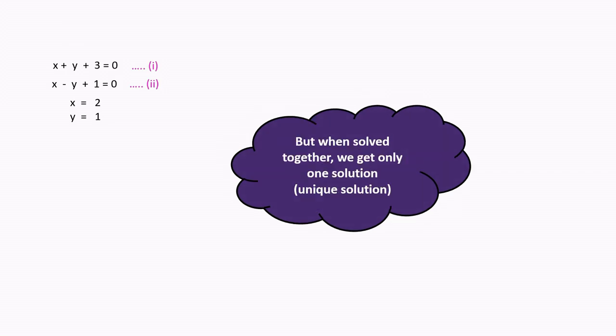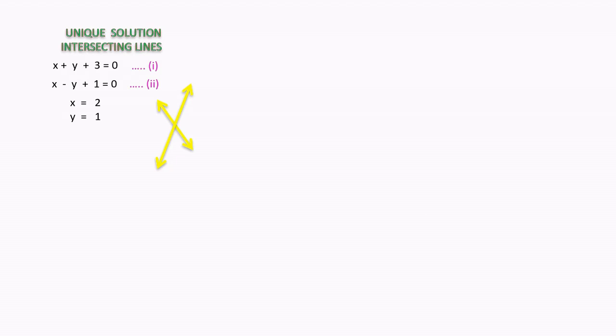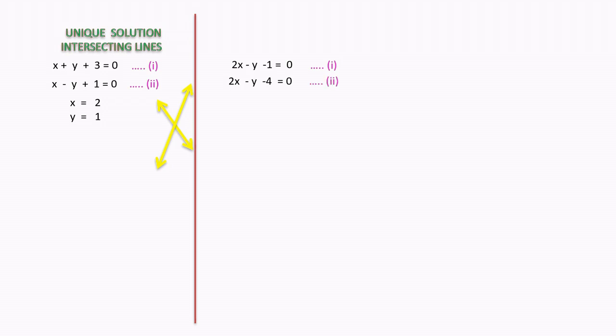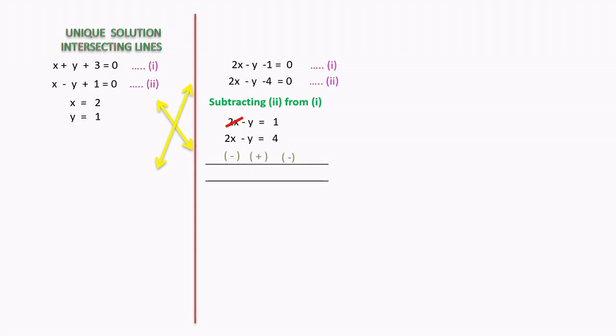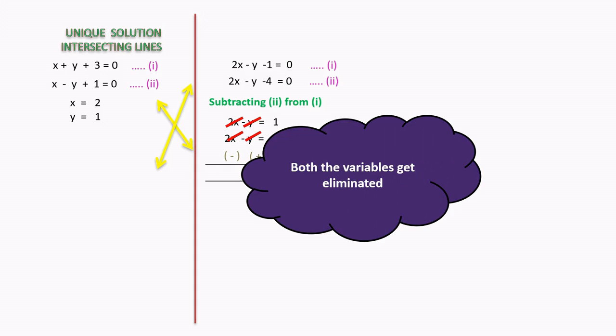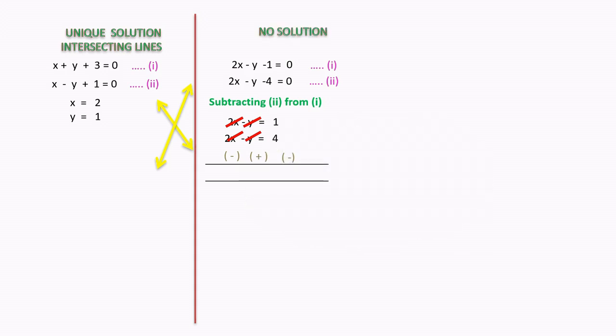Now, let us look at another example. Consider the equations 2x minus y minus 1 equals 0 and 2x minus y minus 4 equals 0. If we try solving these equations, both variables get eliminated and we are left with a statement like 3 equals 0, which is not true. This means there is no solution. Graphically, these lines are parallel and never intersect. So, this system is called inconsistent.